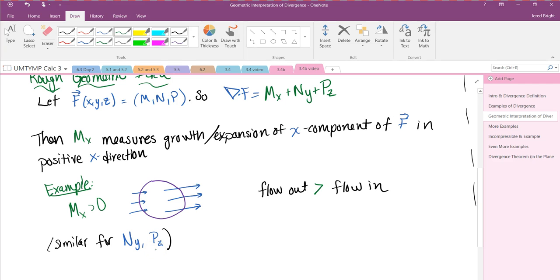Okay, and so the total growth or expansion is really what we are looking at in the vector field, just in 3 dimensions. In this case, we could extend this to higher dimensions as well. All right, so in the next videos, we'll get more examples underway and go from there.